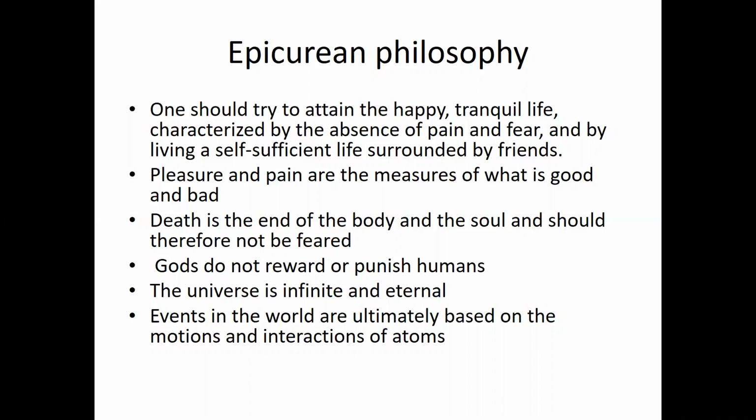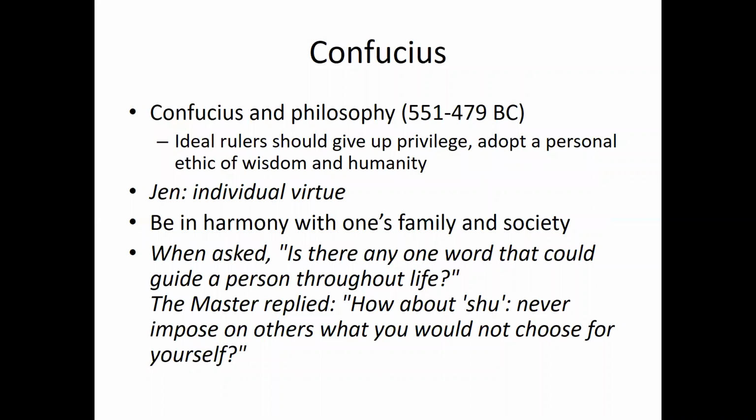In the East, the teachings of the philosopher Confucius, 551 to 479 BCE, would impact people for centuries. He wrote that ideal rulers should give up privilege and adopt a personal ethic of wisdom and humanity. One should be in harmony with one's family and society and exhibit gen, or individual virtue. When asked, "Is there any one word that could guide a person throughout life?" the master replied, "How about shu? Never impose on others what you would not choose for yourself."